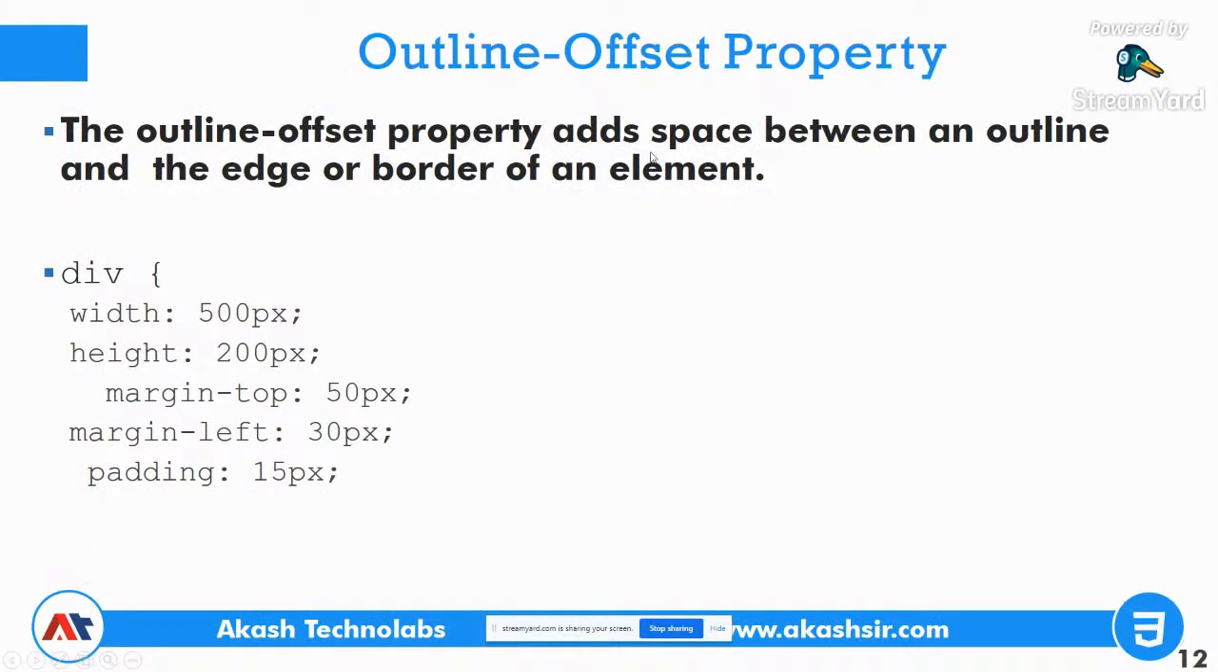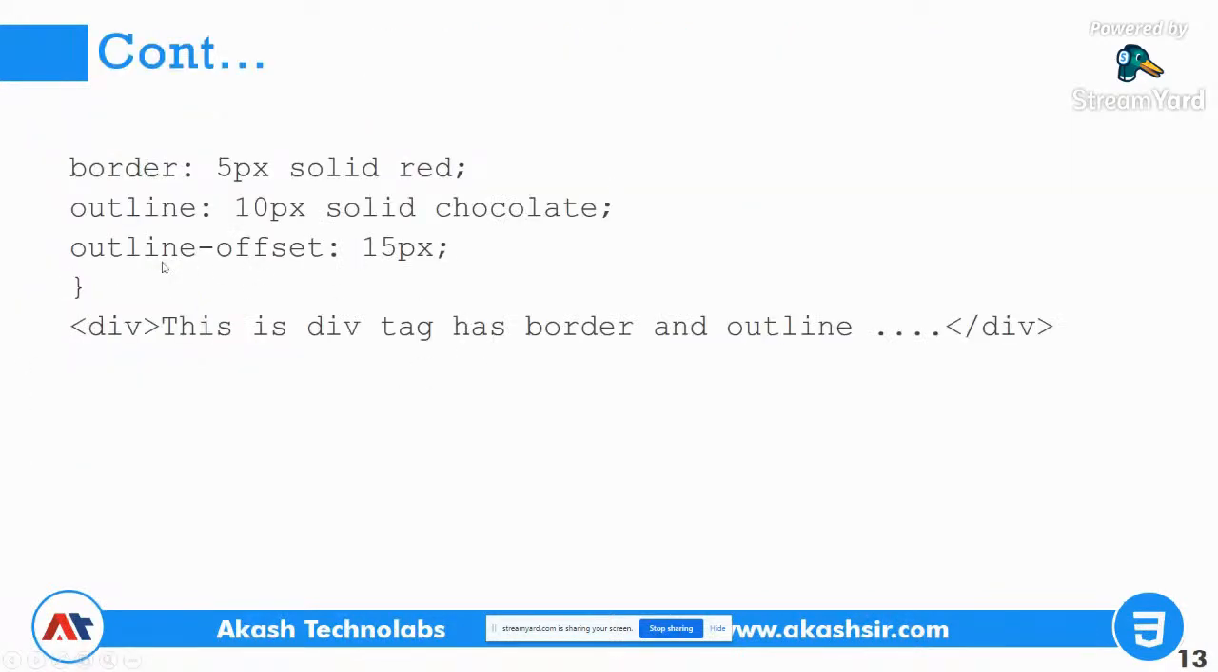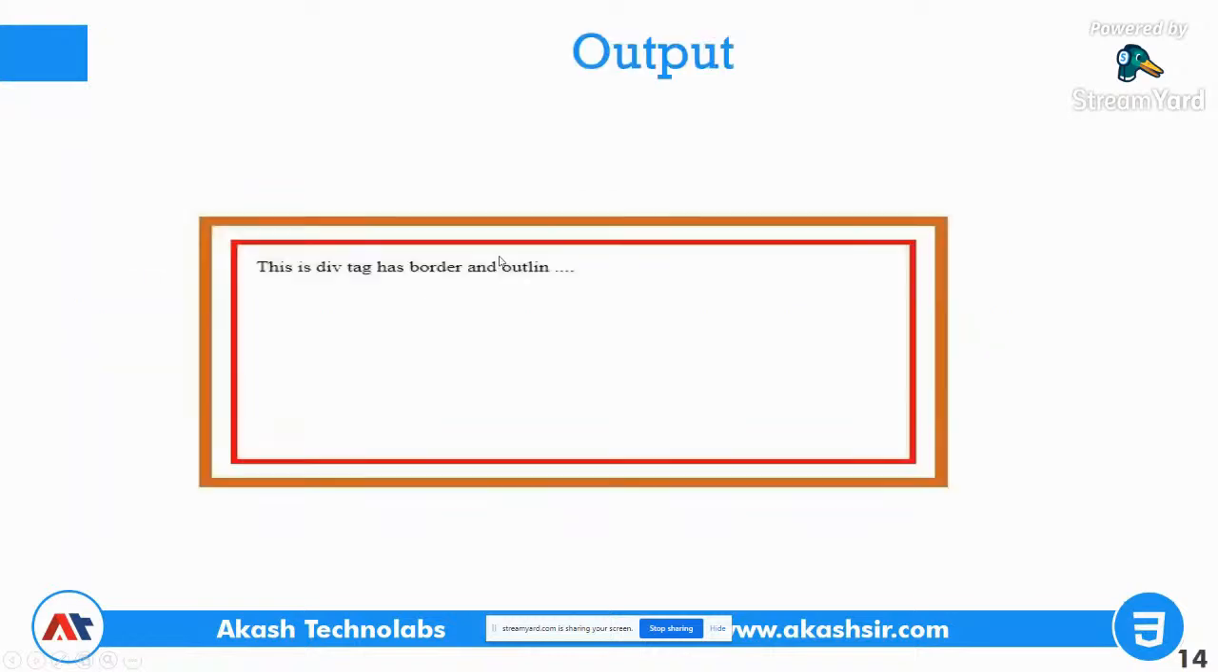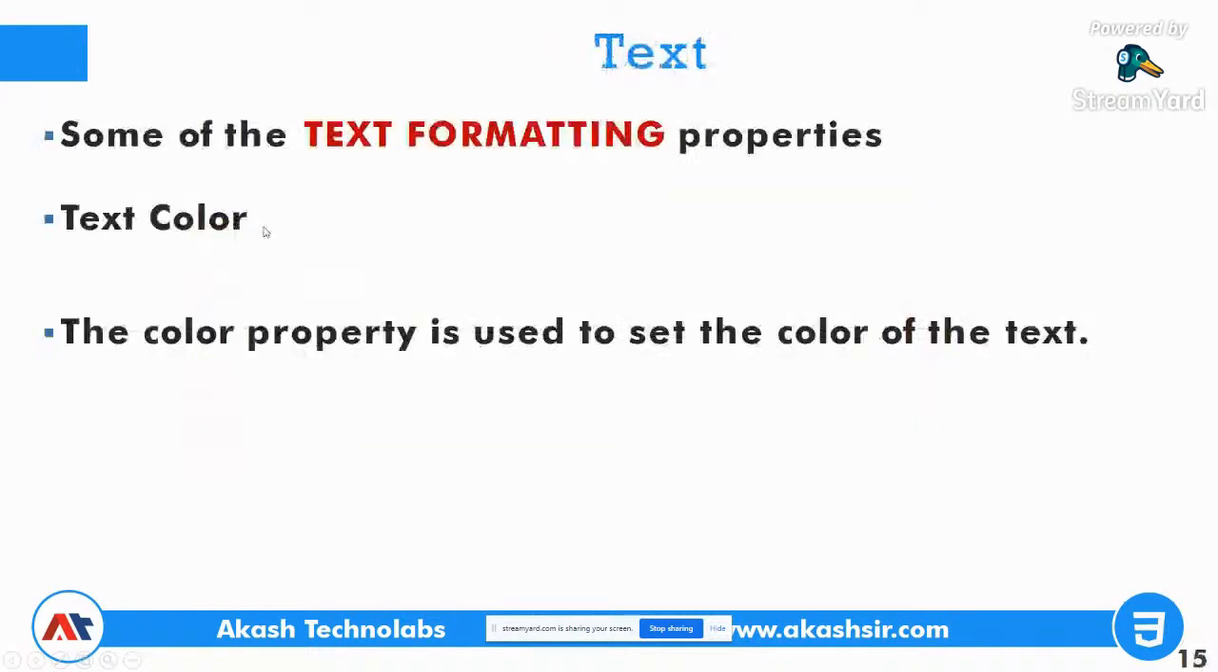Okay. So now the outline offset property adds a space between your outline and the edge or border of an element. For an example, let's say this is my simple property, that is outline offset, and here you can see this is a space between the border of your element and your tag.